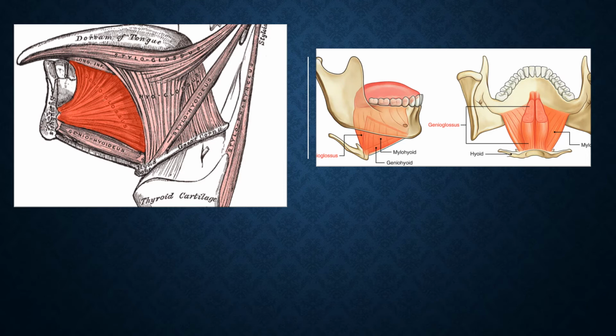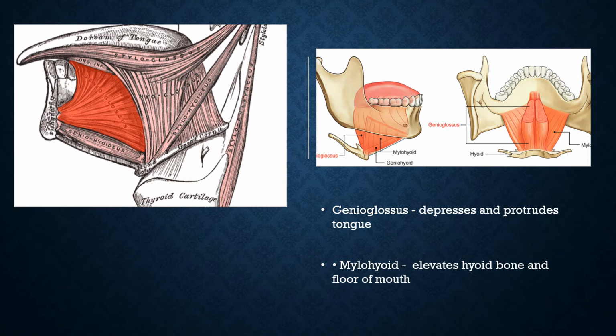We have two muscles that we're going to focus on here. The first one is the genioglossus, which depresses and protrudes the tongue. If you look on the right side, you can see it kind of posterior to the mandible. And then the mylohyoid, which elevates the hyoid bone and the floor of the mouth. I have a separate slide just on the hyoid bone so that can put it into better perspective. But again, if you look at the illustration on the right side of the screen, you can see it at the very bottom of the picture.